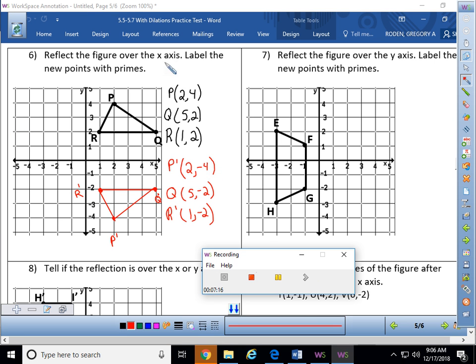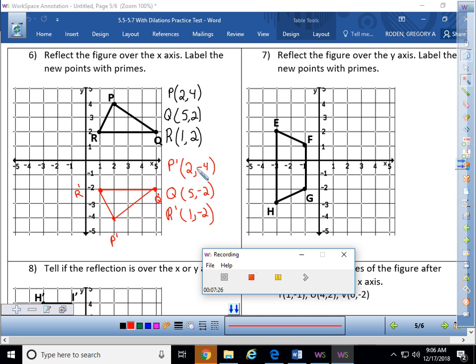Okay, so for number 6, we want to reflect this figure right here, triangle PQR, over the x-axis. So we want to flip it down into the, it looks like we're starting in the first, then we want to flip it down into the fourth. So what's the rule when we reflect over the x-axis?